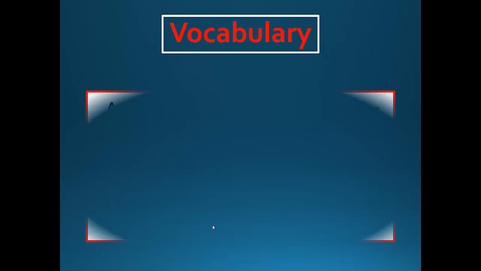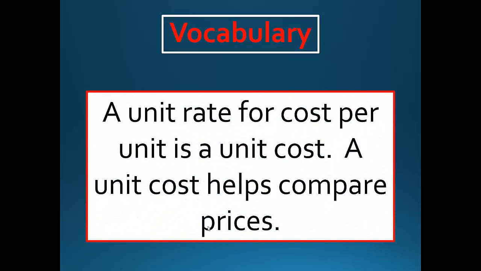Now we're going to look at vocabulary. A unit rate for cost per unit is a unit cost. A unit cost helps compare prices.